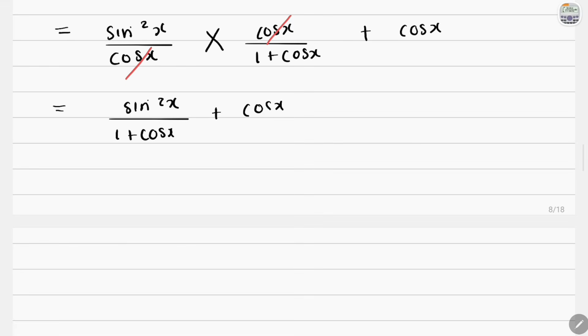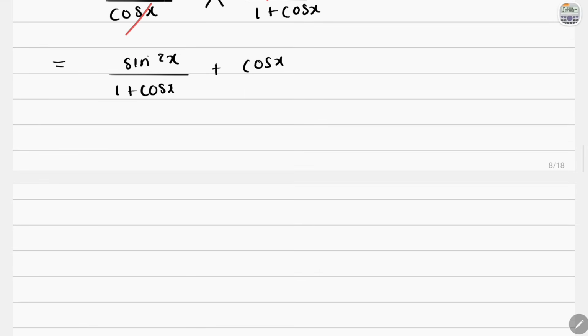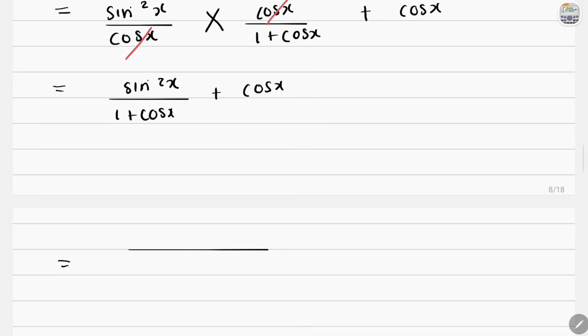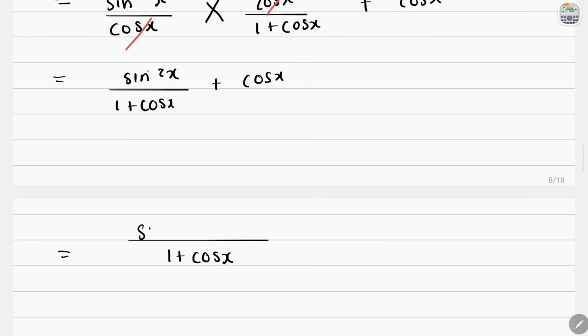Okay, so you see that here, all we have to do is make the denominators the same. To make the denominator the same, this is just a 1. So everything needs to become 1 plus cos x. So here, it already has a denominator of 1 plus cos x, so it stays exactly the same. But how would you get this one to have this denominator? You'd multiply the denominator and the numerator by 1 plus cos x.